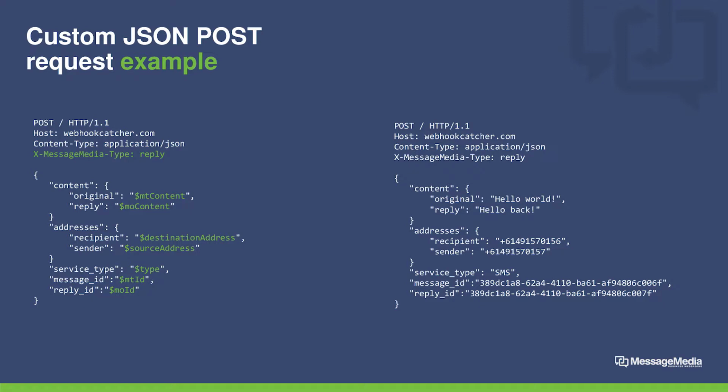On the left, we can see the template, and on the right, we've got what that actually produces. We can see that it's the same request. It's a POST request going to webhookcatcher.com. I've added my own custom header, MessageMedia-type, and I'm saying this is a reply message. But we can see that I've changed the structure of the JSON document that gets sent to me in the webhook to be a little bit more structured. So I've got a content object and an address object, so I've just changed around the parameters.